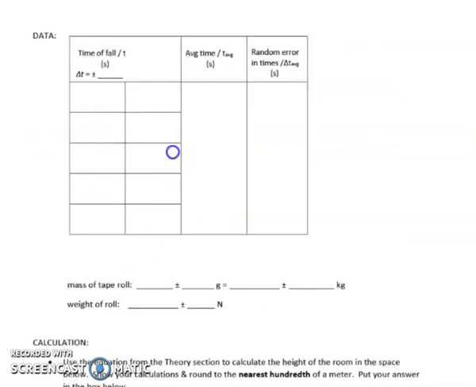On your data table, you have two sources of uncertainty for time. You have instrument uncertainty, which we already said was 0.01 seconds because your stopwatch can go to a hundredth of a second. But since you did multiple trials, you calculated a random error. You took your greatest value, subtracted your least value, and divided by 2. So let's say, hypothetically, I came up with a random error of 0.08 seconds. Okay, so my spread was about 0.16 seconds.